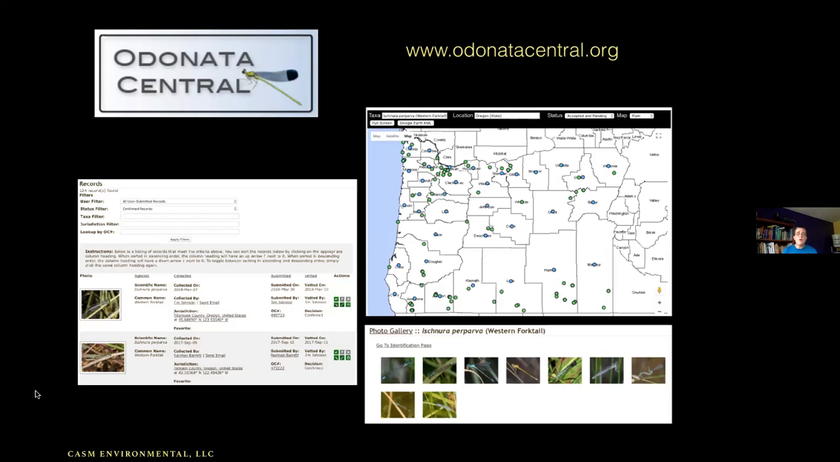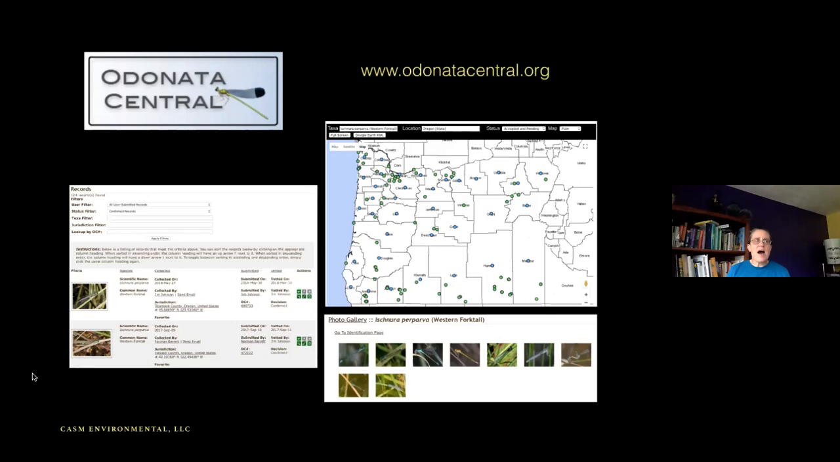You can click on the record. You can see the photos that were submitted. There are lots of big photo galleries here if you want to say, I don't remember, what does a female tule bluet look like? Well, I'm going to go to Odonata Central and look at all the tule bluet records, because these records are vetted by experienced odonatologists, and some of them make their living studying dragon and damselflies. Some are just very, very skilled folks who do entirely different things for a living.